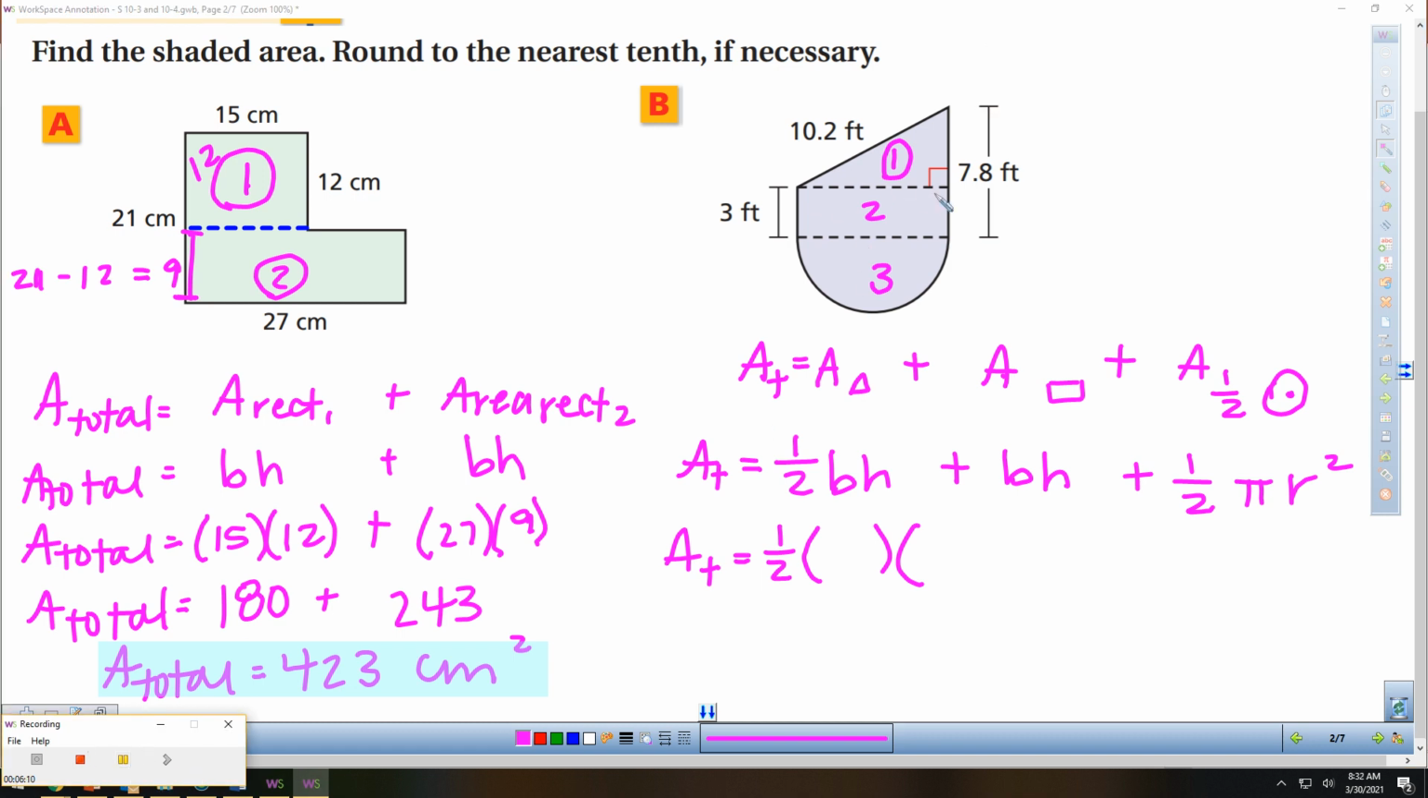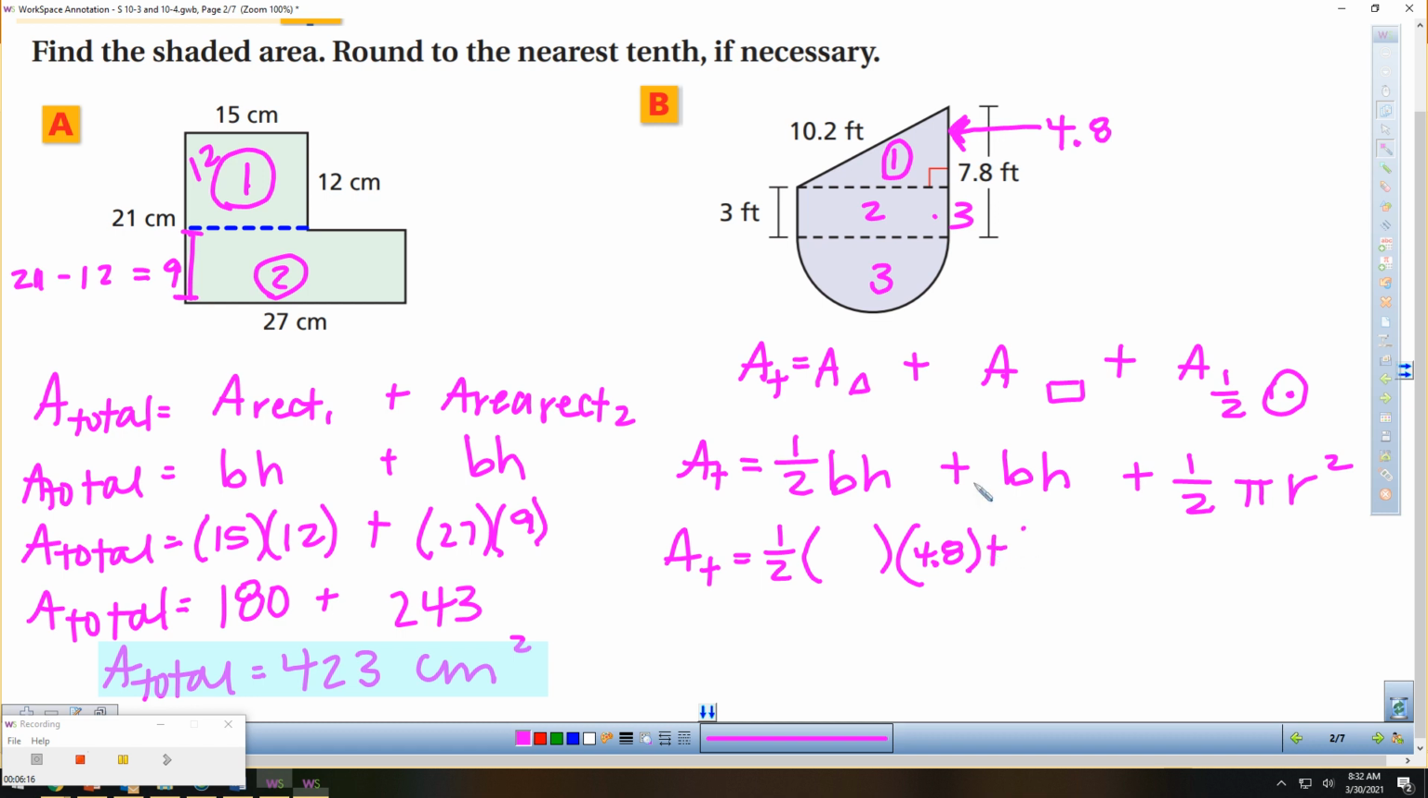Okay, so I need the base, and I can find the height, because this length over here is 3, which makes this 3. So when you take 3 from 7.8, you get that the height of your triangle is 4.8. Okay, so we have the height of the triangle.